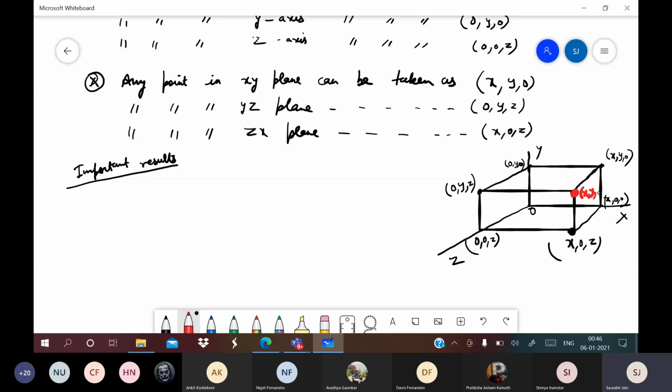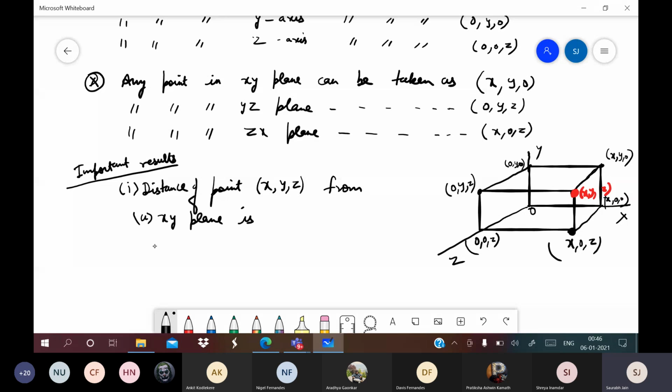Okay. x, y, z. Now what are the points which we are going to discuss here? Okay. The first is distance of point x, y, z. These results will be used in solving the questions. Distance of point x, y, z from A, xy plane is, B, yz plane is, and C, zx plane is.